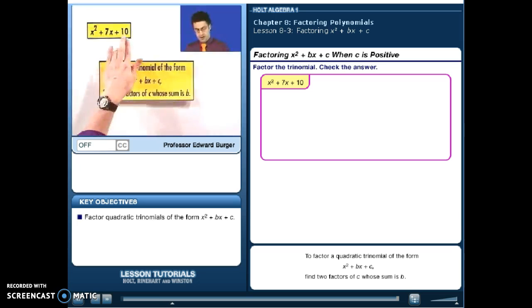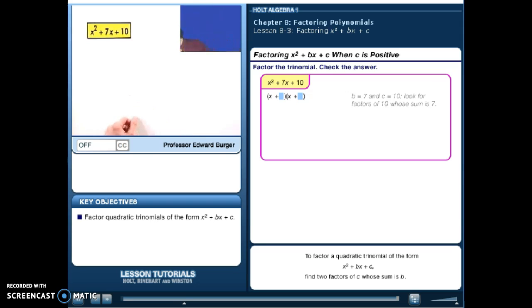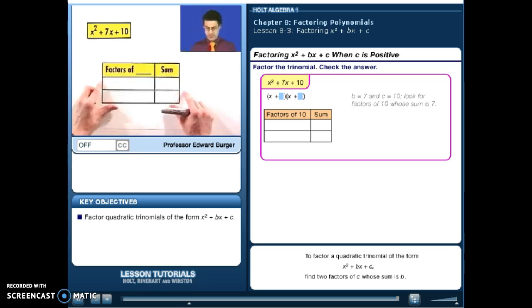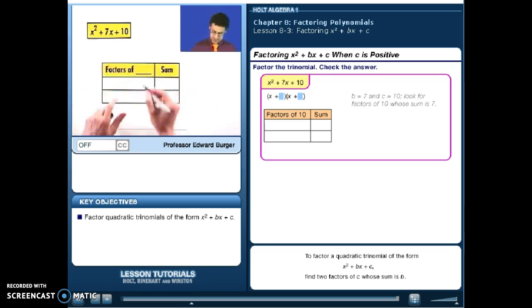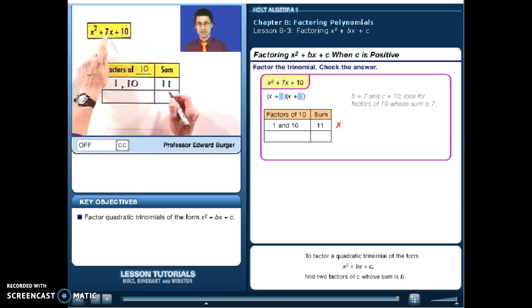So to figure out an appropriate choice for the two numbers that we want to put in their factorization, we want their product to be 10 in this case, and their sum to be 7. Let's see if we can find such things. So here we go. We want to find factors of that constant term 10. Well, let's try some factors. How about 1 and 10? Their product is 10, and what's their sum? If I add them together, I'd get 11. Well, that's not going to work out because I want 7 here.